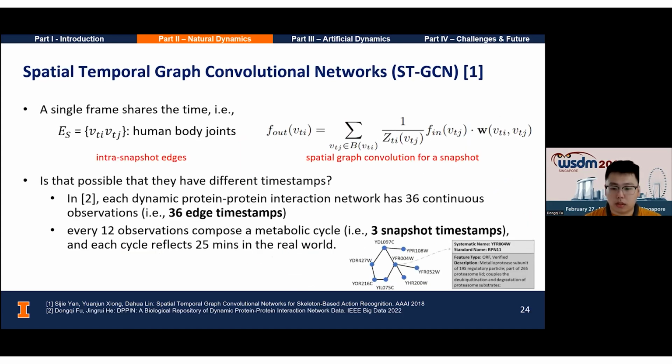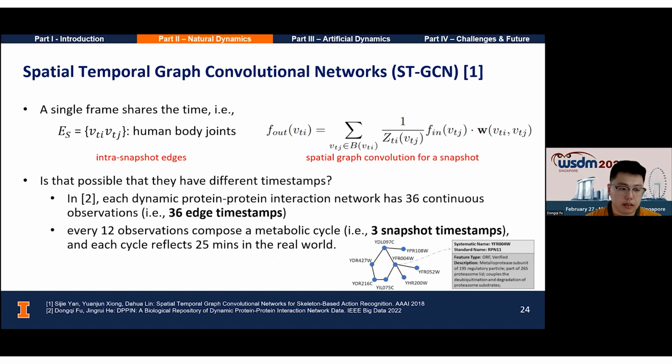After introducing the st-GCN framework, we know that it considers the intra-snapshot edges and the inter-snapshot connections. But for the intra-snapshots, st-GCN assumes that all connections in one single snapshot appear simultaneously. So is it possible that edges in one snapshot actually have different time steps? According to a recent study, the answer is yes.